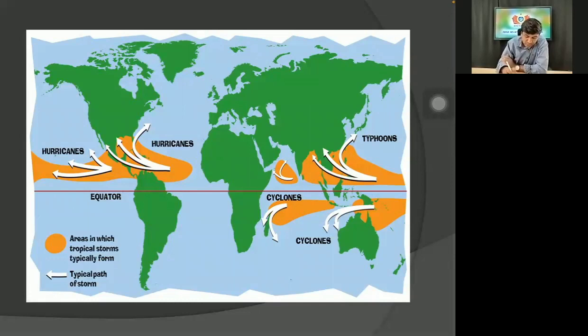They are known as typhoons in the China Sea. This is the China Sea, and it is known as cyclones in the Indian Ocean. It is known as hurricanes in the Caribbean Sea, and it is even known as tornadoes in the USA. It is known as willy-willy in Australia. It is very important. Next one.